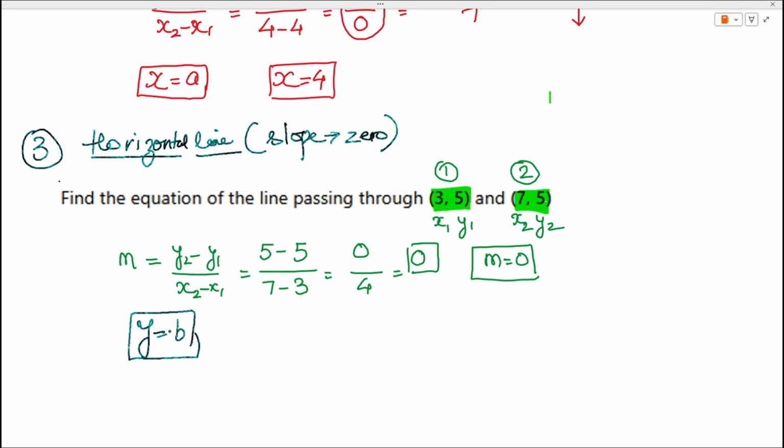So we just have to figure out the value of y and put it in. If we look at the first point, the y value through which the line is passing is 5, and for the second point also the y value is 5. So our equation of the line becomes y is equal to 5. So this is how we find the equation of a line in 3 different cases: when the line is horizontal, vertical, or just a normal slanting line, given the 2 points through which the line is passing.